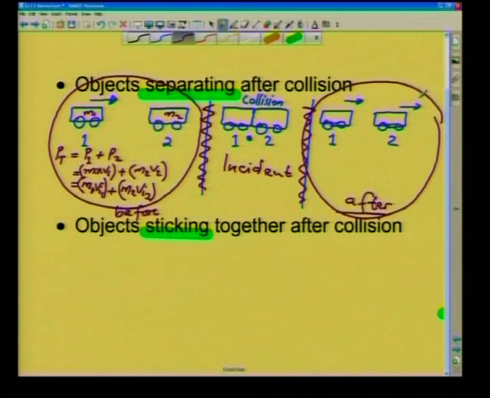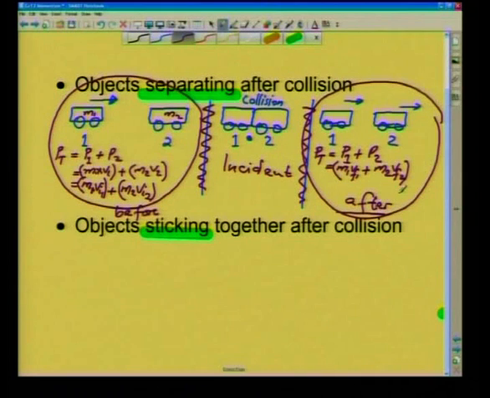Remember, it's a system after. The total momentum again is equal to momentum of 1 plus momentum of 2. But then, what is momentum of 1? It's mass of 1 times, this time, the final velocity of 1. Plus mass of 2 times the final velocity of 2. Now this gives us total momentum after the collision.